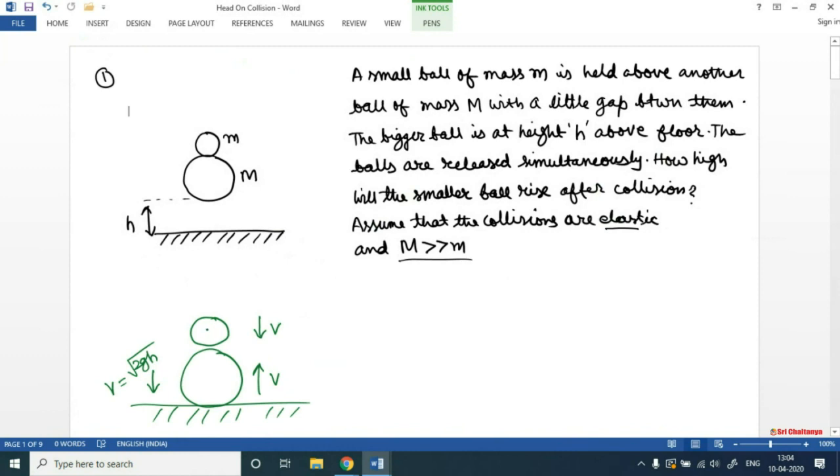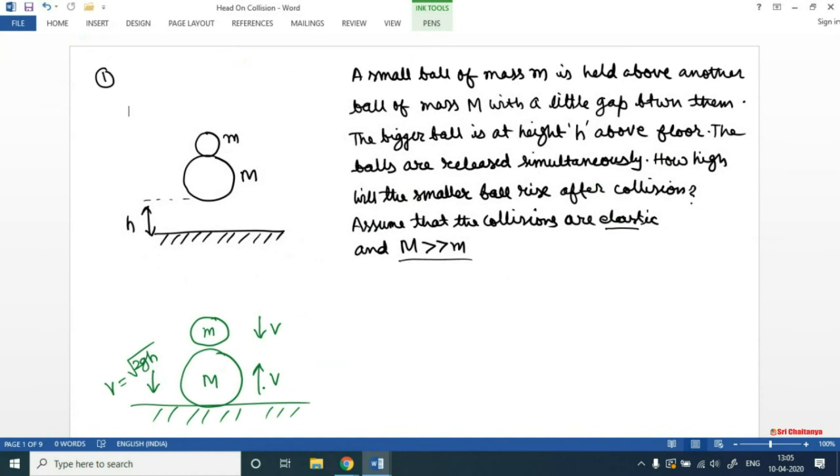Let's say this is m and this is capital M. So this is the condition before the collision. Now when the larger ball rebounds, it is going to collide with the smaller ball. The smaller ball is coming downward with velocity v, and the larger ball is going upward with velocity v. In this situation gravity is acting during the collision, so can we apply the principle of conservation of linear momentum? Definitely we can, because gravity is not an impulsive force.